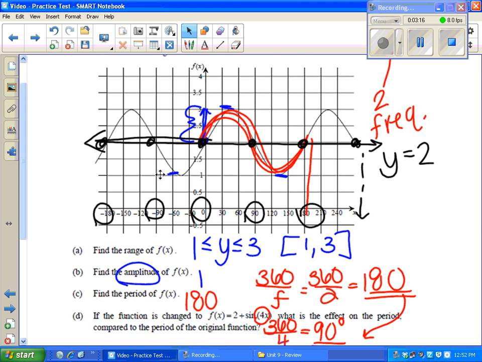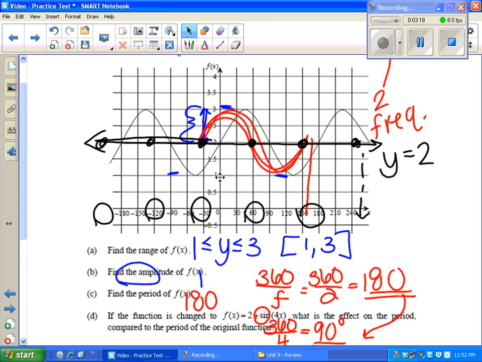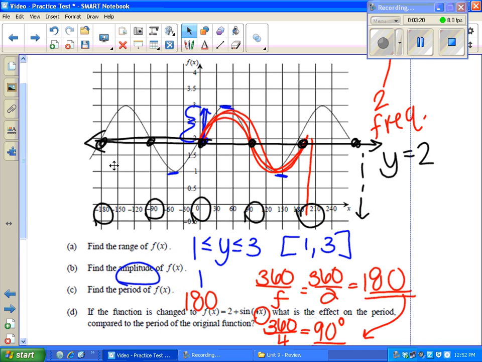They ask for the range. The range, remember, is the y values, from the very lowest point in your graph to the very highest. So the lowest y value is 1 down here, goes up to 3. You can write it one of these two ways.